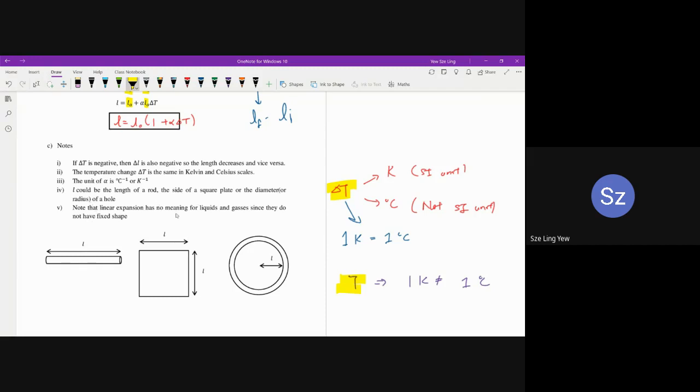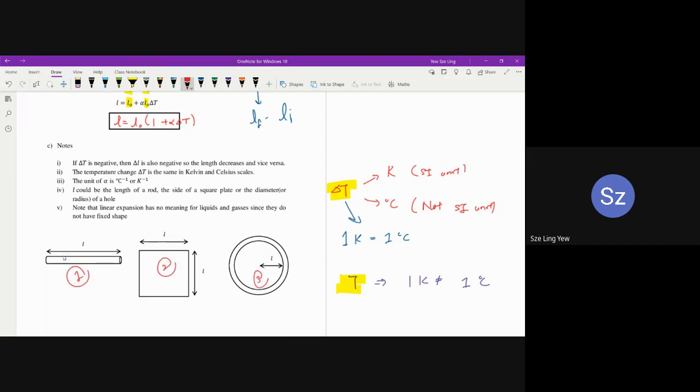So note that the linear expansion has no meaning for a liquid and a gas, since they do not have a fixed shape. So when it comes to expansion, for linear expansions, we just look at solids, because liquids and gases don't have fixed shapes. So L could be the length, it could be the side. So this one, even though if you look at it as a whole, it is an area for the second diagram. This is 1, this is 2, this is 3.